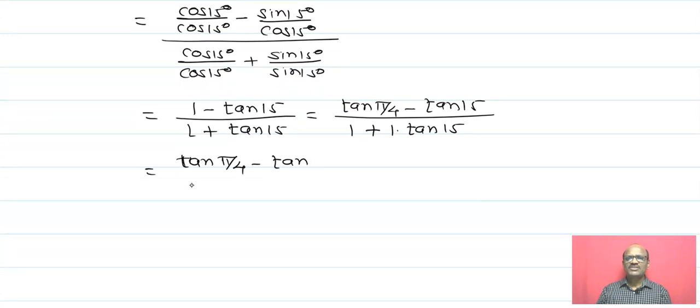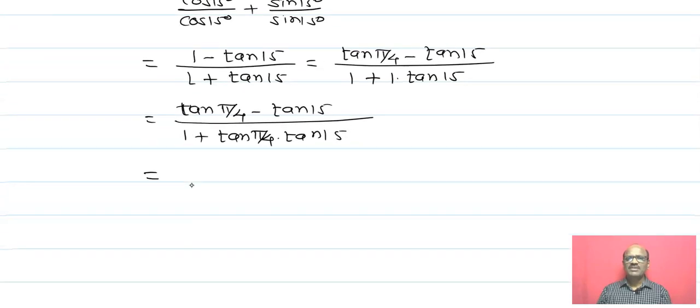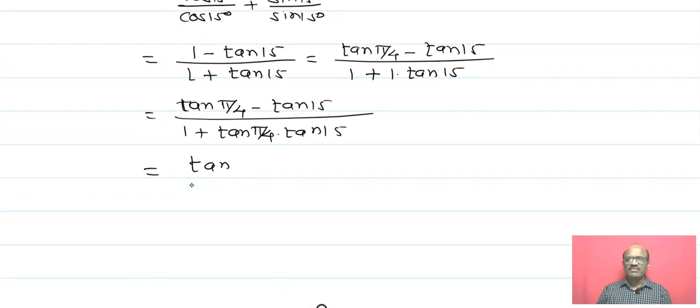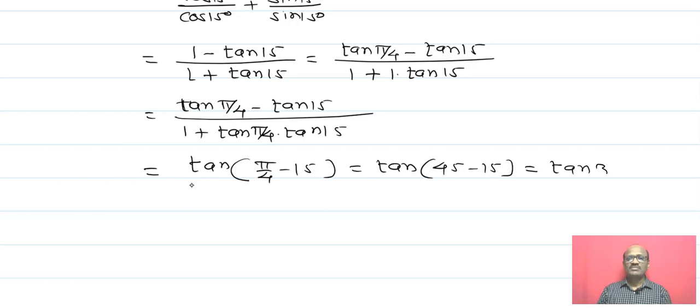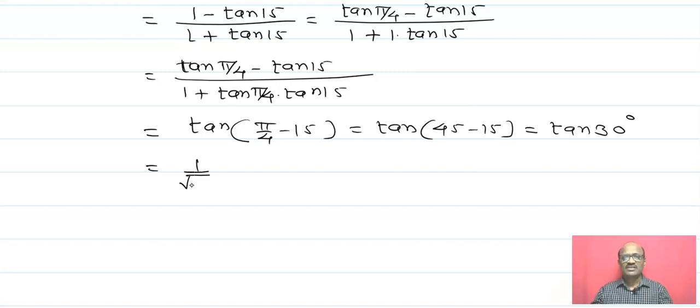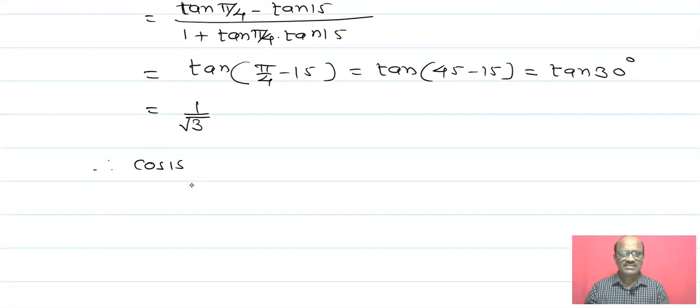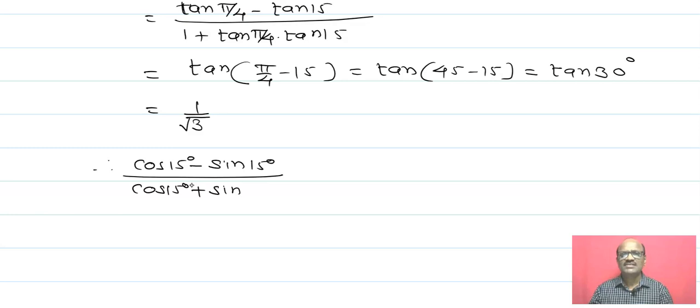And now this is the expansion of tan of pi by 4 minus 15. But what is tan of pi by 4? Pi by 4 means 45. 45 minus 15, that is tan of 30, and tan 30 is 1 by root 3. And this is our RHS. This is our result. Therefore, cos 15 minus sin 15 upon cos of 15 plus sin of 15 is equal to 1 by root 3.